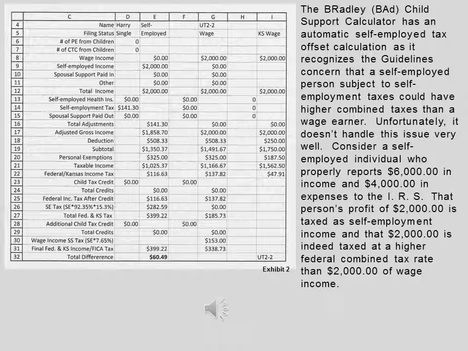Consider a self-employed individual who properly reports $6,000 in income and $4,000 in expenses to the IRS. That person's profit of $2,000 is taxed as self-employment income, and that $2,000 is indeed taxed at a higher federal combined tax rate than $2,000 of wage income.